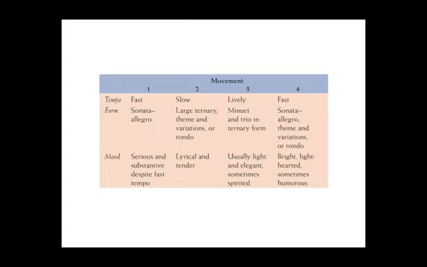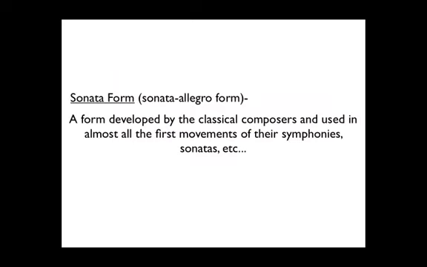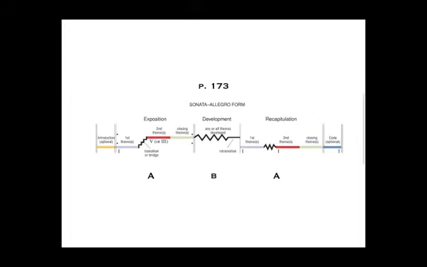Okay, first of all, sonata allegro form, or also just known as sonata form, is a type of form. This was developed in the classical era by the classical composers. It's used almost always as the form for the first movement in a symphony, in a sonata, a string quartet, a serenade, and so on. Almost always this will be the form for the first movement.